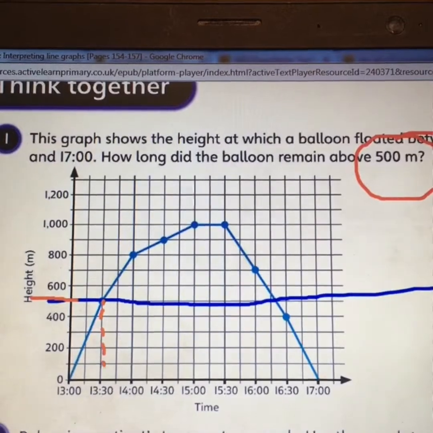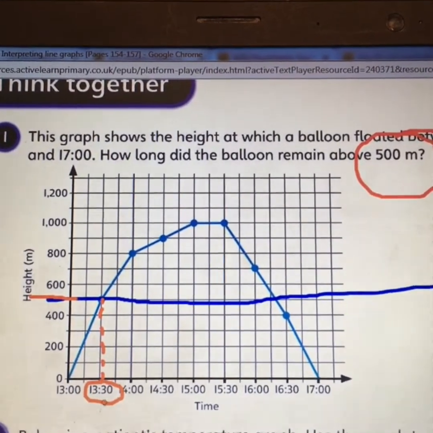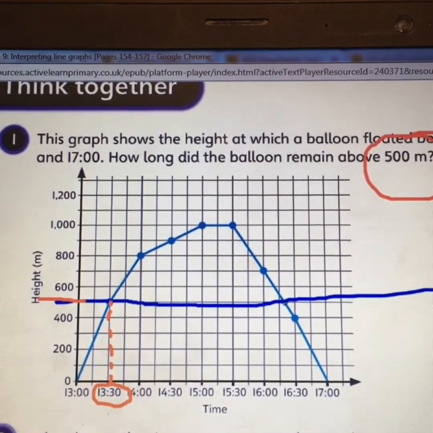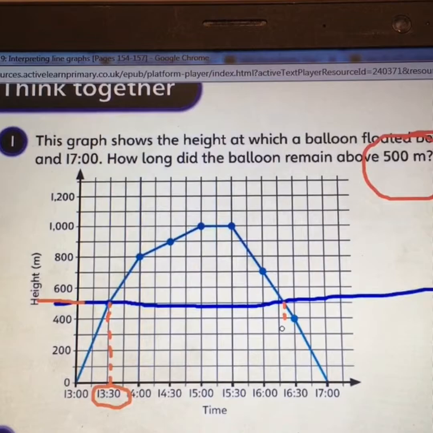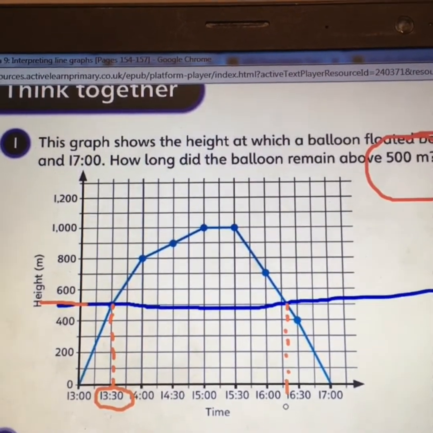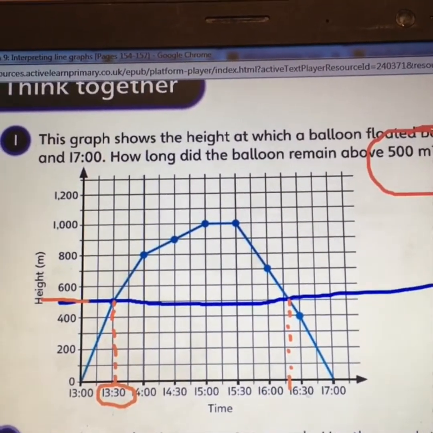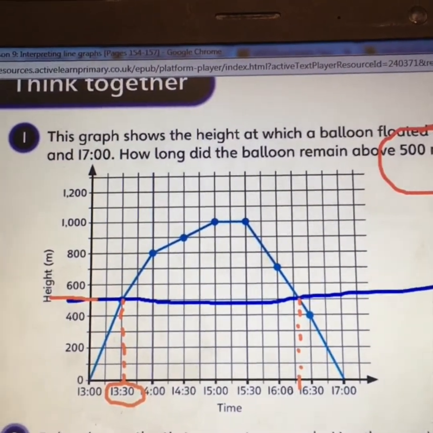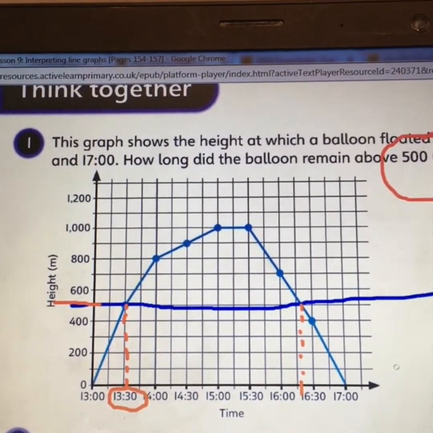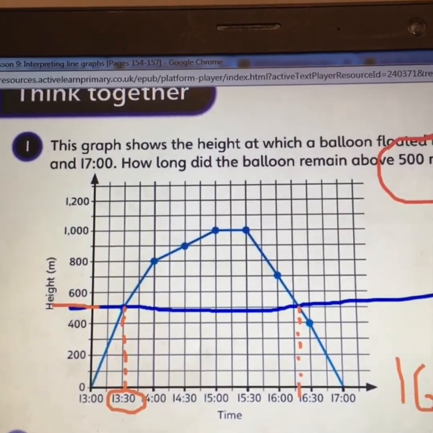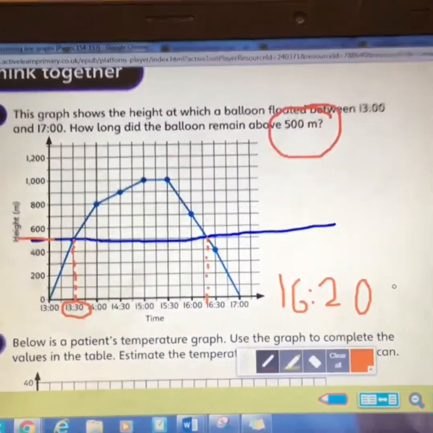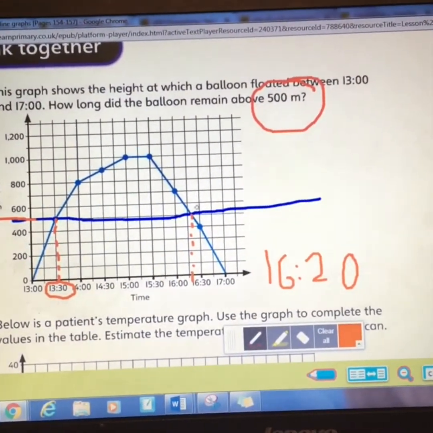So if I go down to the x-axis, I can see it went above 500 metres at 1:30. If I then go down here, so it was just past that grid line, I can see it's in between 4 o'clock and 4:30. Well, each grid line was 15 minutes. So that's 4 o'clock. That's 4:15. And it was just past that. So I'm probably going to say it was 16:20. There we go.